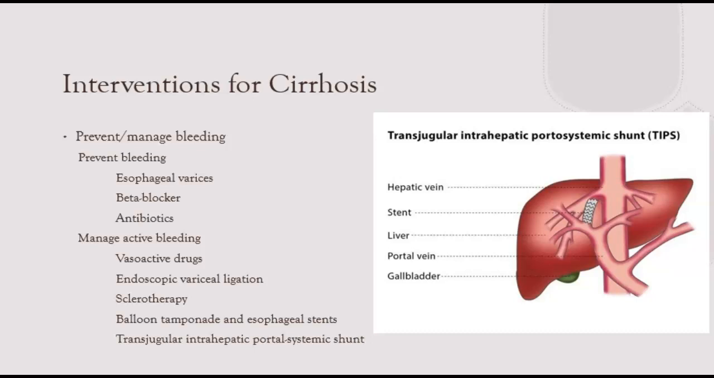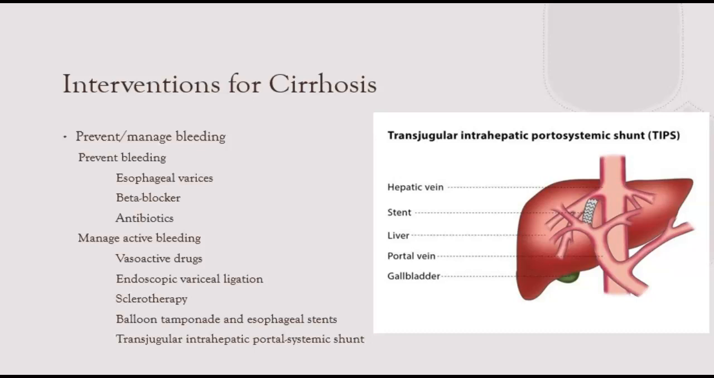Managing an active bleed, they can have vasoactive drugs such as octreotide acetate and vasopressin to cause vasoconstriction and control the bleeding. Endoscopic variceal ligation, which is the application of small bands around the base of the varices to decrease the blood supply, and then eventually they will die and fall off. Sclerotherapy, which is when the varices are injected with sclerosing agents, kind of like how they treat spider veins. A balloon tamponade with esophageal stents can be done.